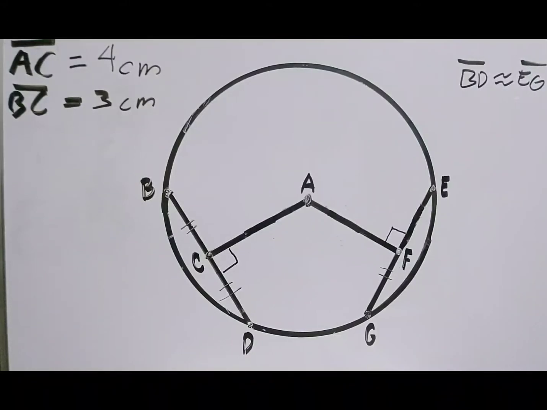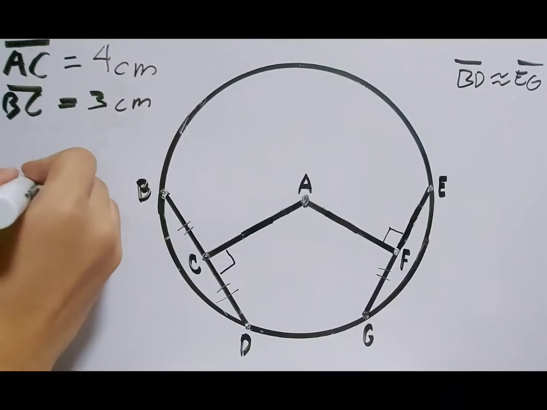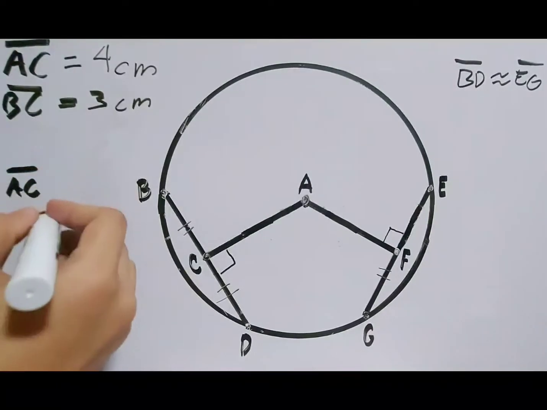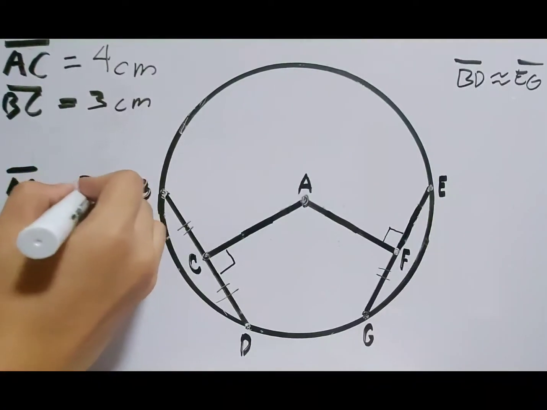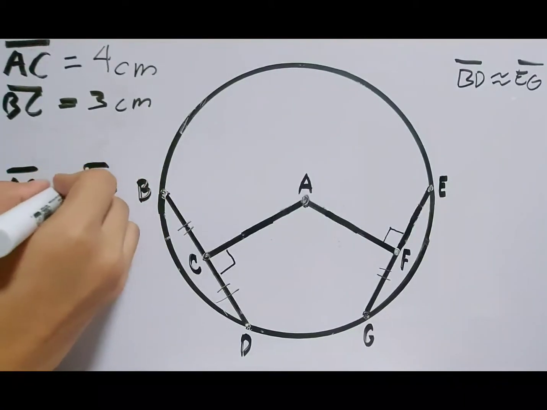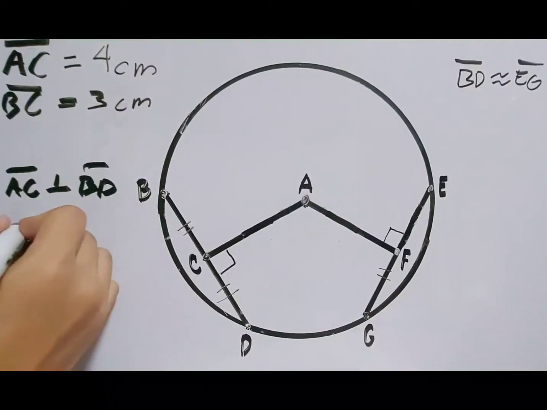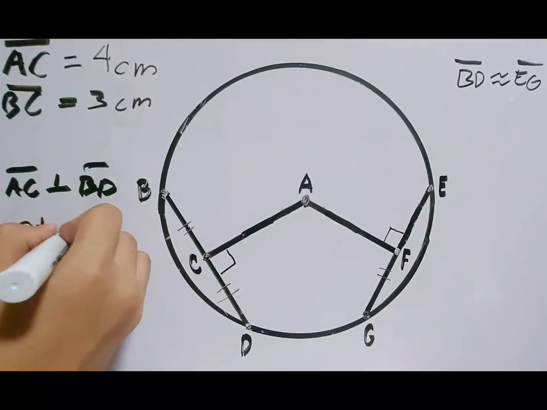So let's have this circle. Let's focus first on the line AC and the chord BD, which are actually perpendicular to each other. Notice that AC bisects the chord BD at point C.